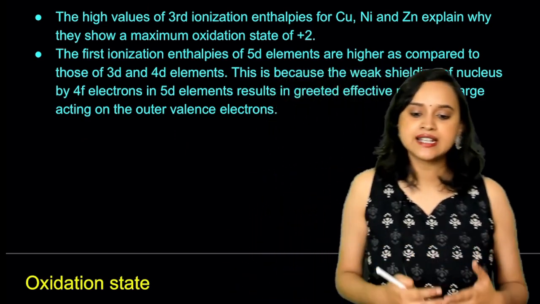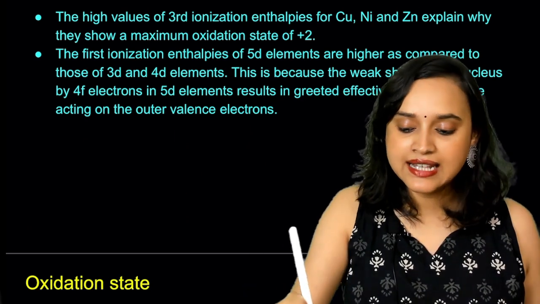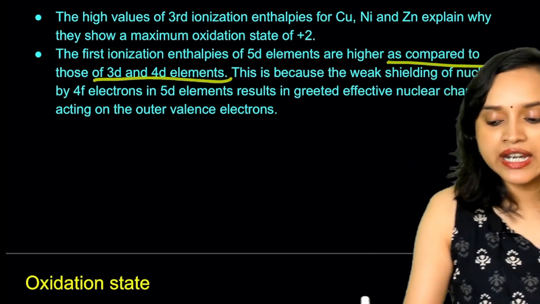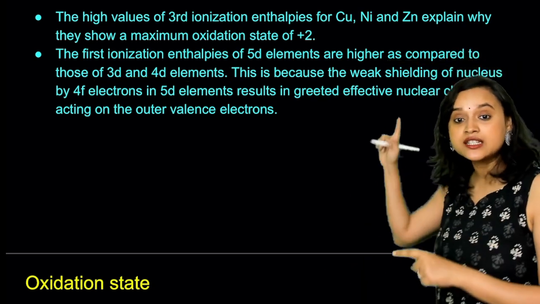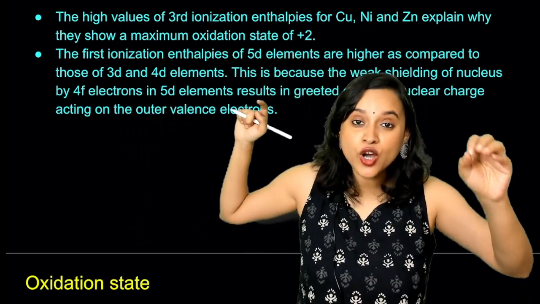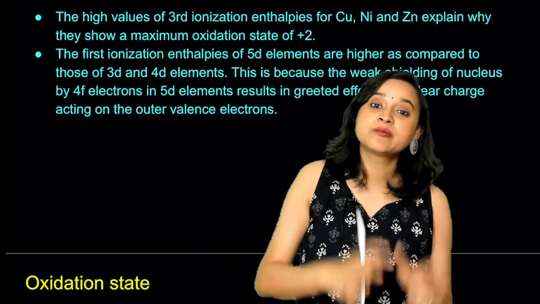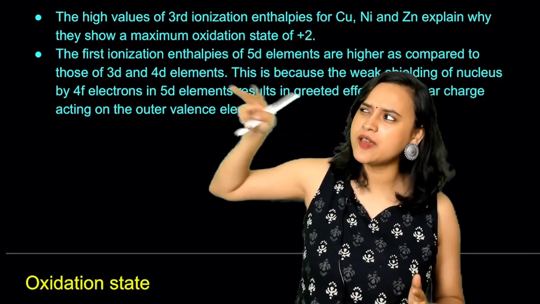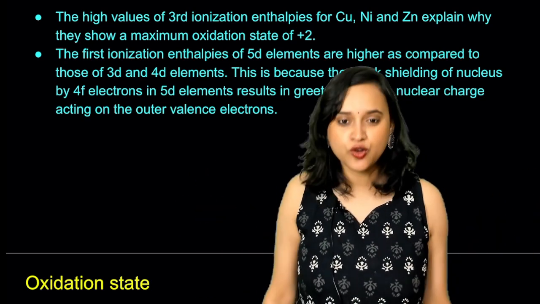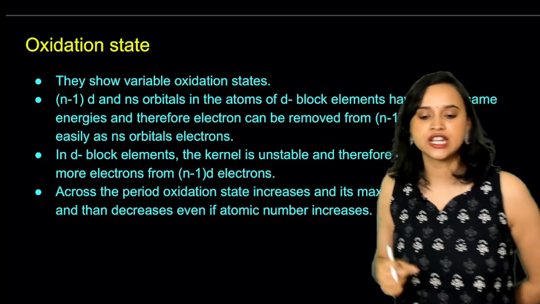Of course, the first ionization enthalpies of the 5d elements are going to be very, very high when you compare them to those of the 3d and 4d elements. Why? Because just before the 5d elements, the 4f orbitals have been introduced, and the f orbitals are even worse shielders. So the nucleus is clearly able to see the last electrons and is going to hold them together. It will not allow the electrons to go away. Do you guys understand this? Yes, everybody. All right. Now let's come to the oxidation state.